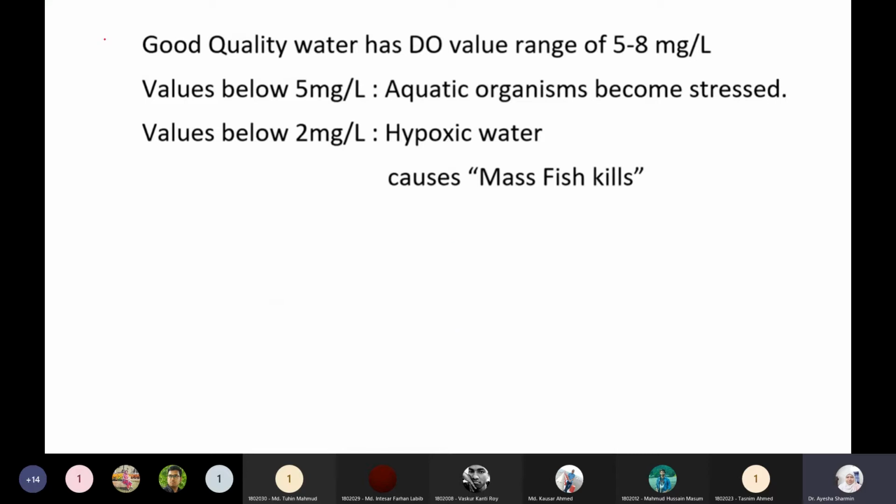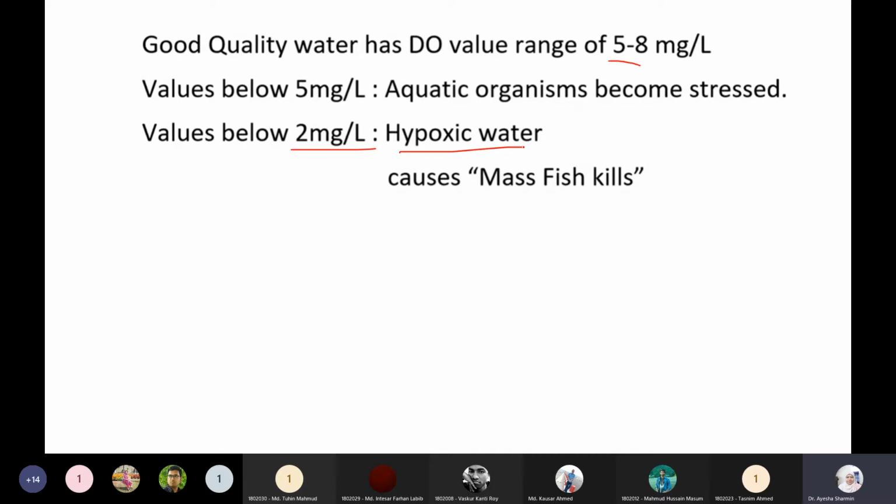So typically, if you have good quality water, it will have a dissolved oxygen value ranging from 5 to 8 milligram per liter, so you can say 5 to 8 ppm. If you have that dissolved oxygen amount, you can say it's good quality water for aquatic life. Now, if you have something below 5 milligram per liter, like 4 milligram, the aquatic organisms will become stressed. They will start to feel the problem. And if it goes below 2 milligram per liter, it becomes hypoxic water. That means they will start to feel asphyxiated, and they will get killed.